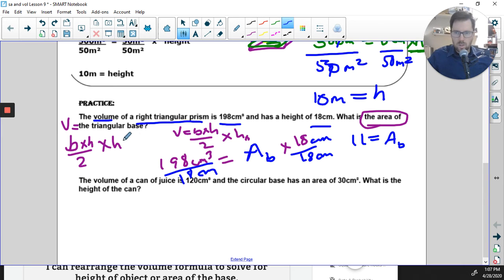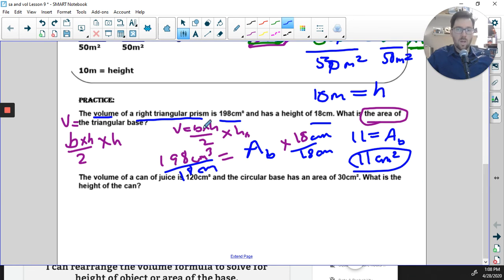What are we looking for? What is the area of the triangular base? 11. Now let's think, 11 what? If we use the thing from before, centimeters, there's cubed and centimeters single. From 3 to 1, what's the difference? 11 centimeters squared. And we double check that. We know area is always squared. So 11 centimeters squared is our answer there. So we might need to use the actual equation, or we might just need to look for the area.